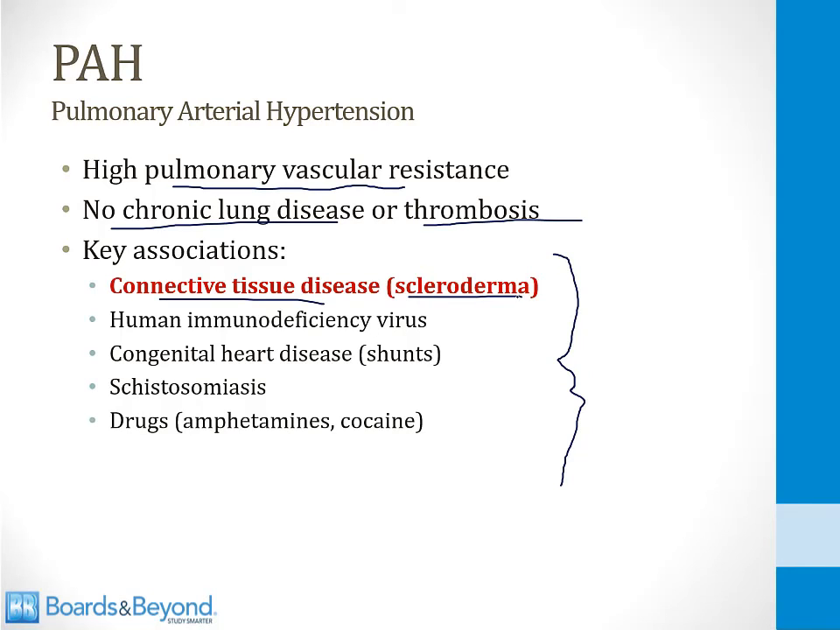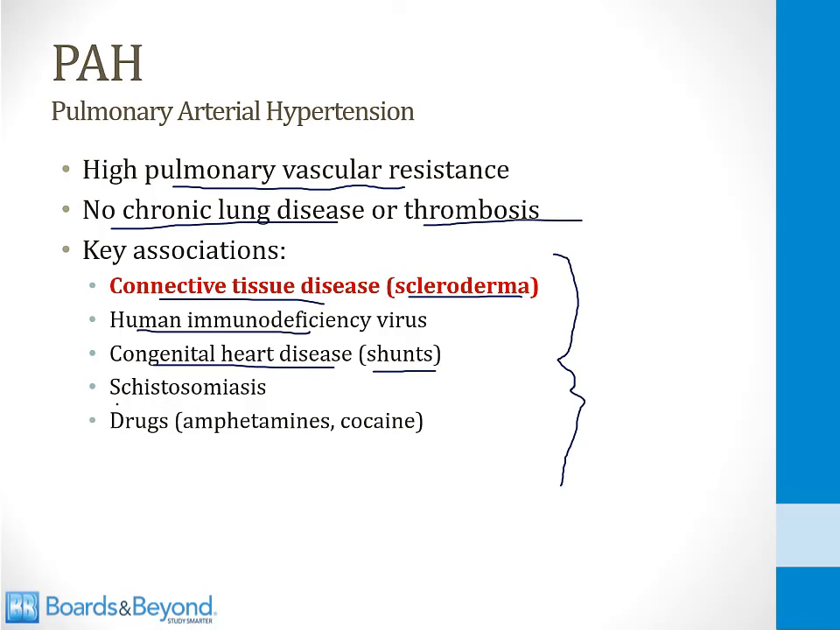Patients who have scleroderma often develop a high PVR and pulmonary arterial hypertension. Patients with late-stage HIV infection can develop pulmonary hypertension. Congenital heart disease associated with shunts can chronically flood the lungs with high flow as blood comes from the left to the right in a shunt. Eventually, this can cause high PVR and the shunt can reverse. That's called Eisenmenger syndrome. And I talk about that in the videos on congenital heart disease.